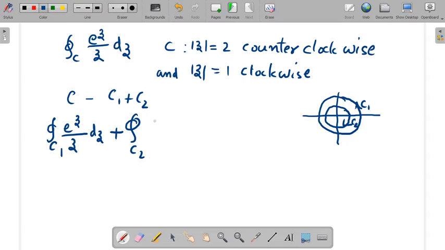So integral over C2 e^z/z dz, and we have to make sure that the function in the numerator is analytic in this region, and e^z being an entire function, it is analytic everywhere. That's why we proceed to find this, and z is equal to 0 is not a point in this region.